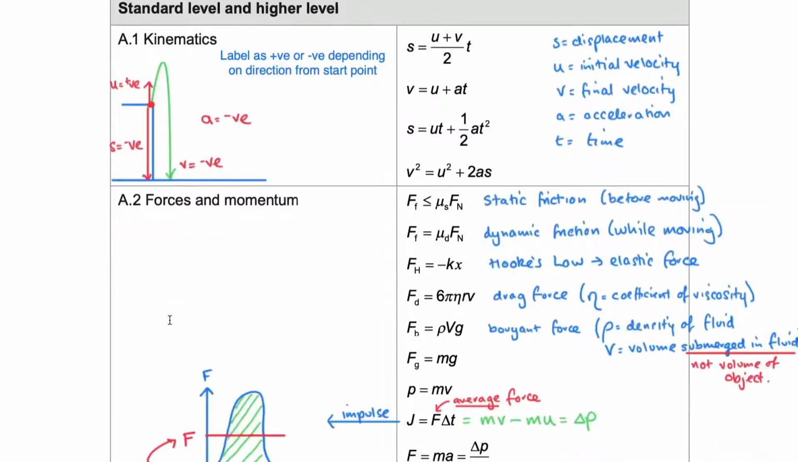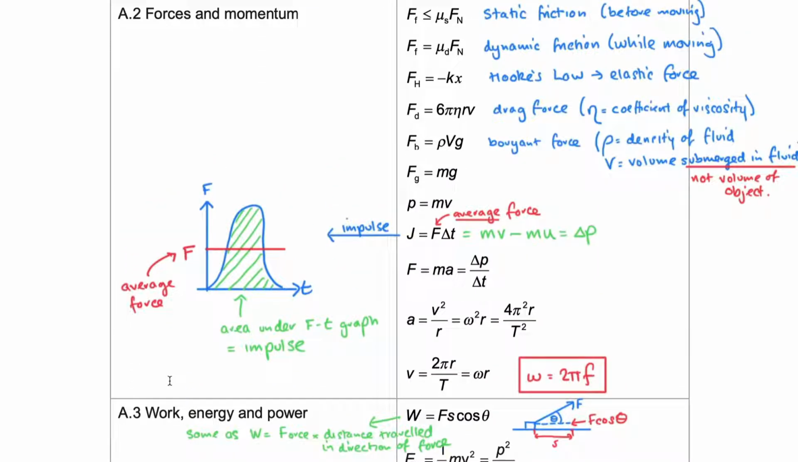Every single topic in IB physics has a useful graph that can be annotated to help you. Let's look at impulse. Impulse is the area under a force time graph. So if you draw the force time graph, draw how a force changes over time, and this could be a racket hitting a ball, showing average force, and the area under the force time graph gives impulse.